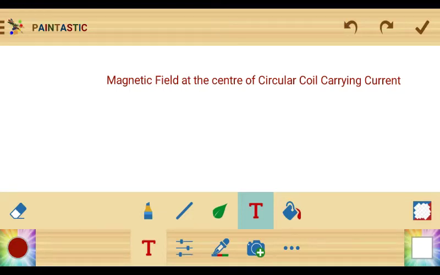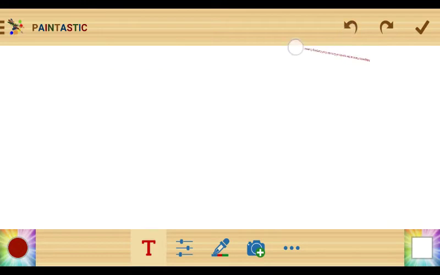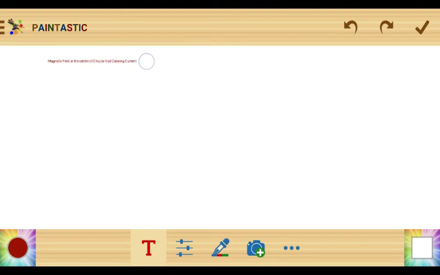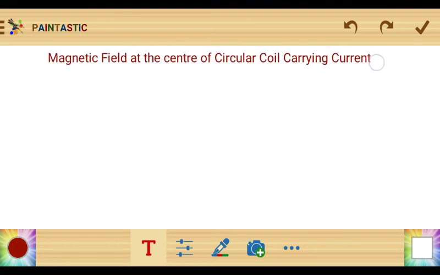So today we are going to study the magnetic field at the center of a circular coil carrying current. Okay, this was our topic. So let's draw a circular loop.